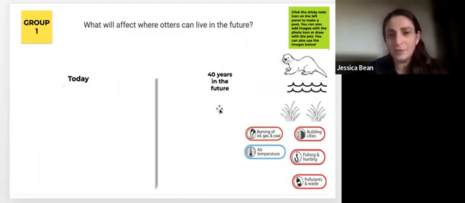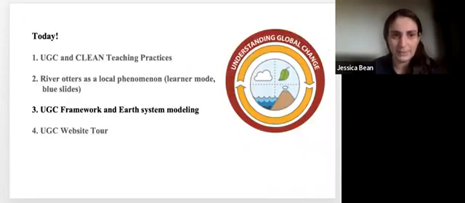Let's think about the future now. Especially when we're talking about climate change education, we want students to be able to envision a future. Where do we think otters will be able to live in the future? Where do we hope they will be able to live 40 years in the future, if we think about how we're affecting our climate and our ecosystems? So again, lots of opportunities for expanding this modeling.